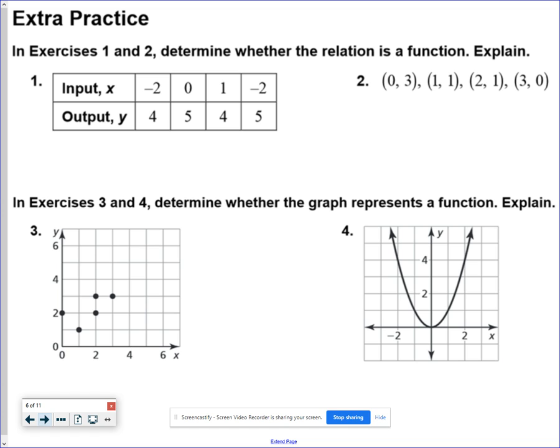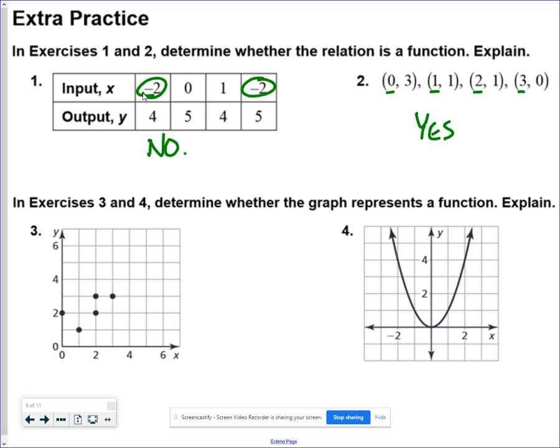So this is just kind of a mishmash of all of our different stuff, deciding if this is a function or not. So again, please look at the inputs. If the inputs don't repeat, we're fine. However, in number 1, the inputs do repeat. So no, it's not a function because one of the inputs has more than one output. Here, in a list of ordered pairs, 0, 1, 2, 3, no x's repeat. Yes, this is a function. Each input has exactly one output.